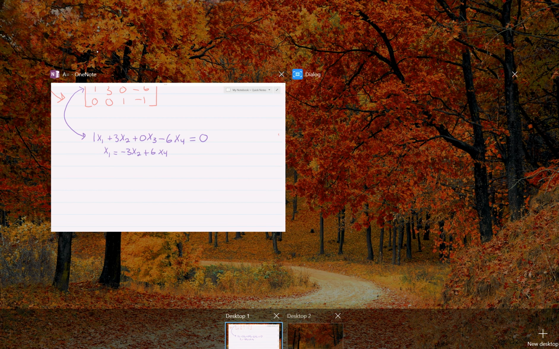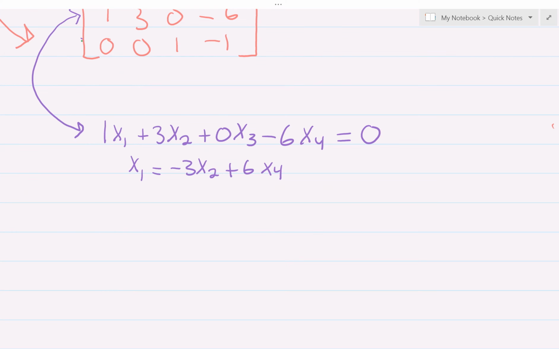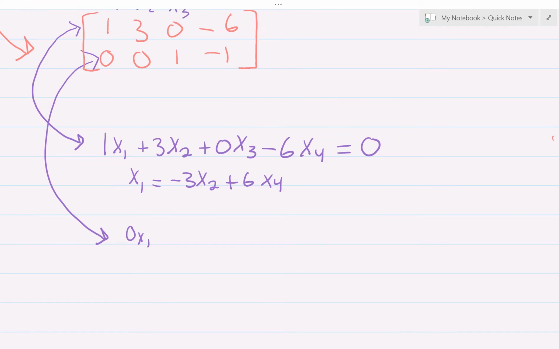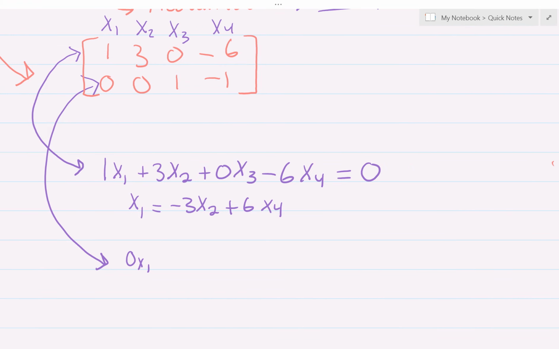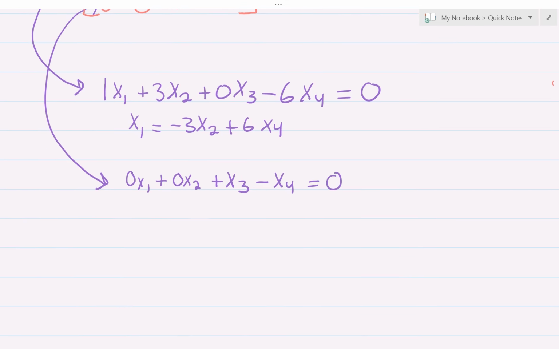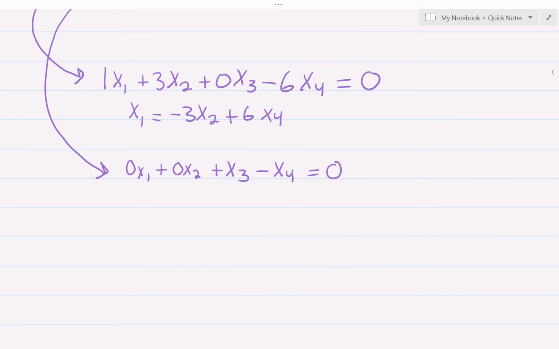Okay, let's look at the second equation. This equation is saying 0x1 plus 0x2 plus x3 minus x4 equals 0. And again, we want x4 on the right side because it's a free variable. So we're going to solve for x3, which simply equals x4.